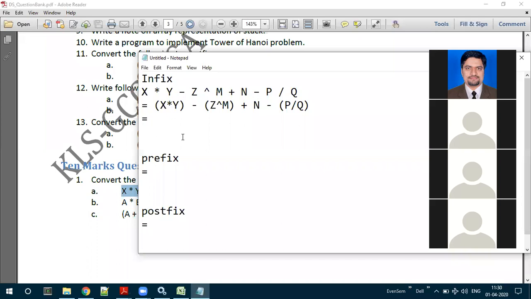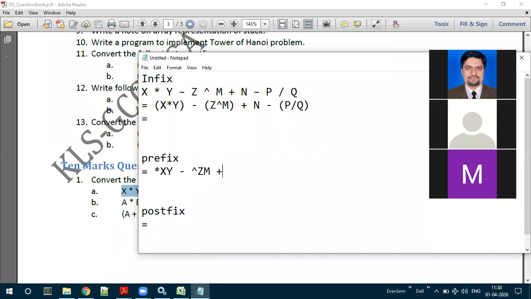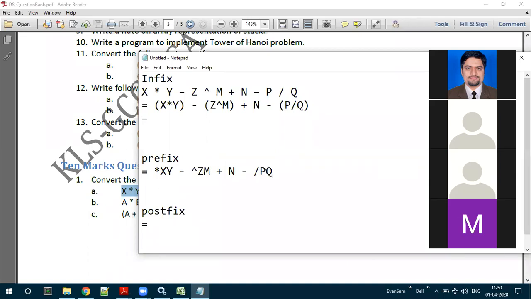X star Y in the prefix is going to be star X Y, then minus as it is. Then this we have to solve. So how will it be in the prefix? Power Z M. Correct? Power Z M. Next, plus N, minus as it is. And what has to be done? We have to solve this P divided by Q. So how to solve this P divided by Q? Division PQ. Yes, very good. Division PQ.